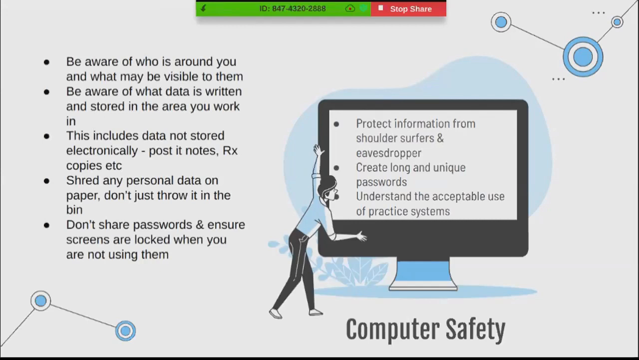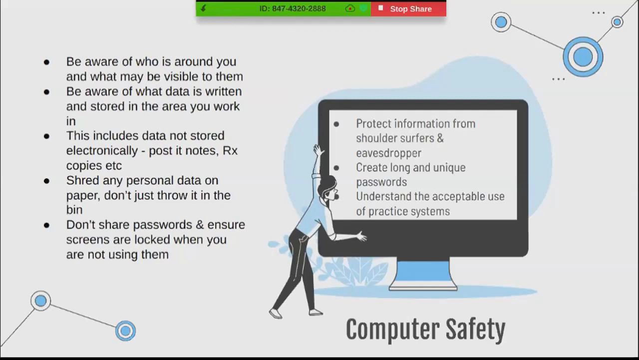Be aware of what data is written and stored in your area of work. So this includes data not stored electronically. Have you got stuff written on notepads, post-it notes, etc., RX copies lying around, GOS forms, direct debit forms, all this kind of stuff? So anything that's written, anything that's got personal data or special category data on, make sure it's not left lying around, and make sure that you haven't just got loads of stuff visible on your screen.